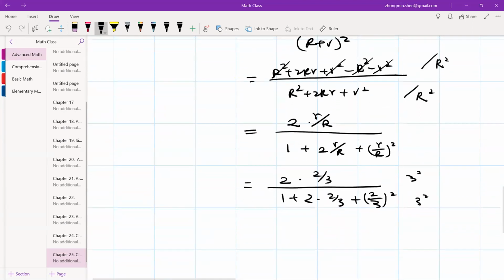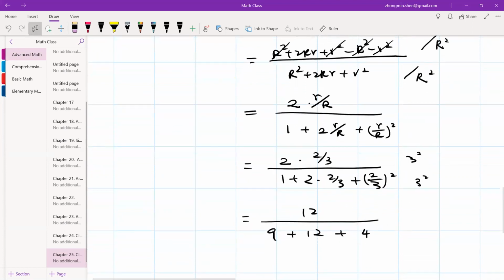And so you will get 12. Here, 3 squared is 9. And this will be 12. And here will be 4. Okay, so the answer will be 25 here, and the top one 12. It's 12 over 25.